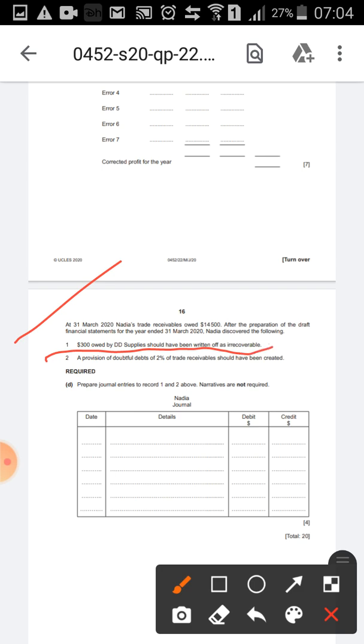300 owed by DD Supply should have been written off as irrecoverable. So it should have been irrecoverable debts account debit, because it is an expense. Irrecoverable debts or bad debts are our expense, so it will be debited. Yes, and what will be credited? This DD Supplies will be credited.